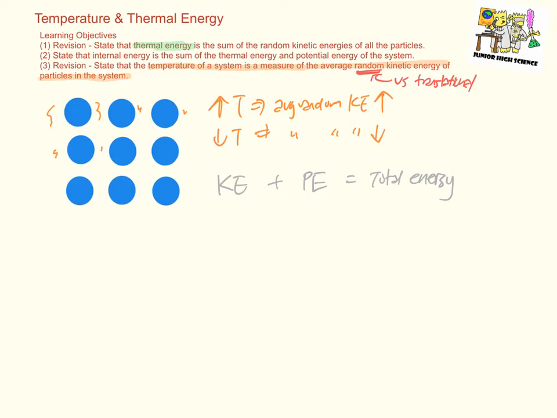We use the term internal energy to represent the total energy of the system. Therefore, the internal energy of a system is the sum of all the kinetic energy of the system, which is equivalent to the thermal energy as we have established in learning objective 1, with the total potential energy of the system. And hence, you will see in learning objective 2 the definition of what internal energy is.